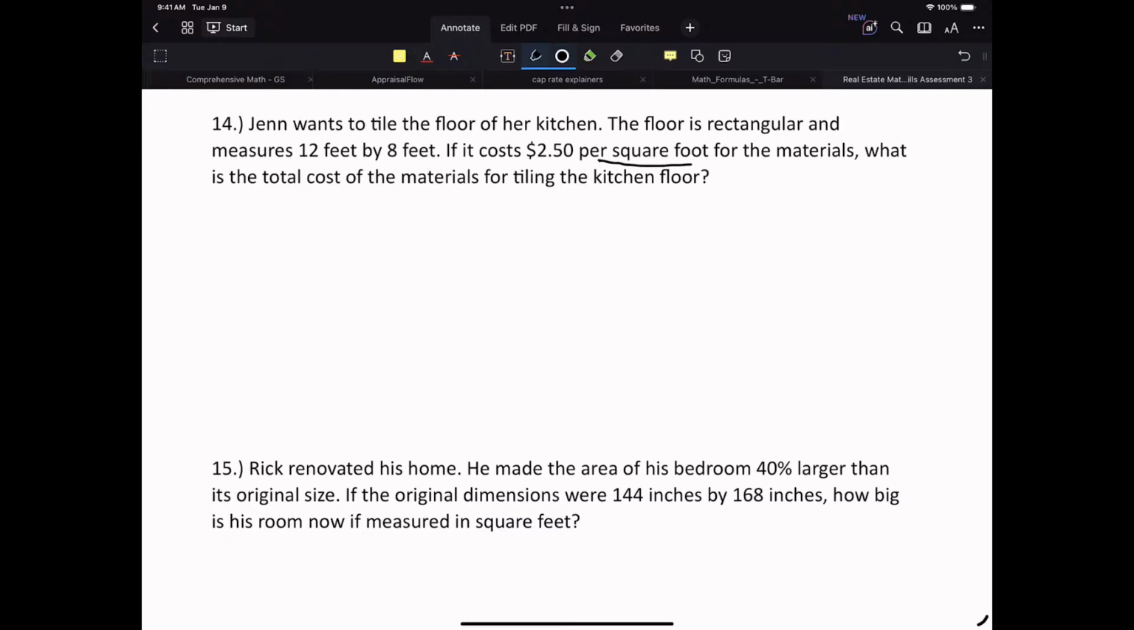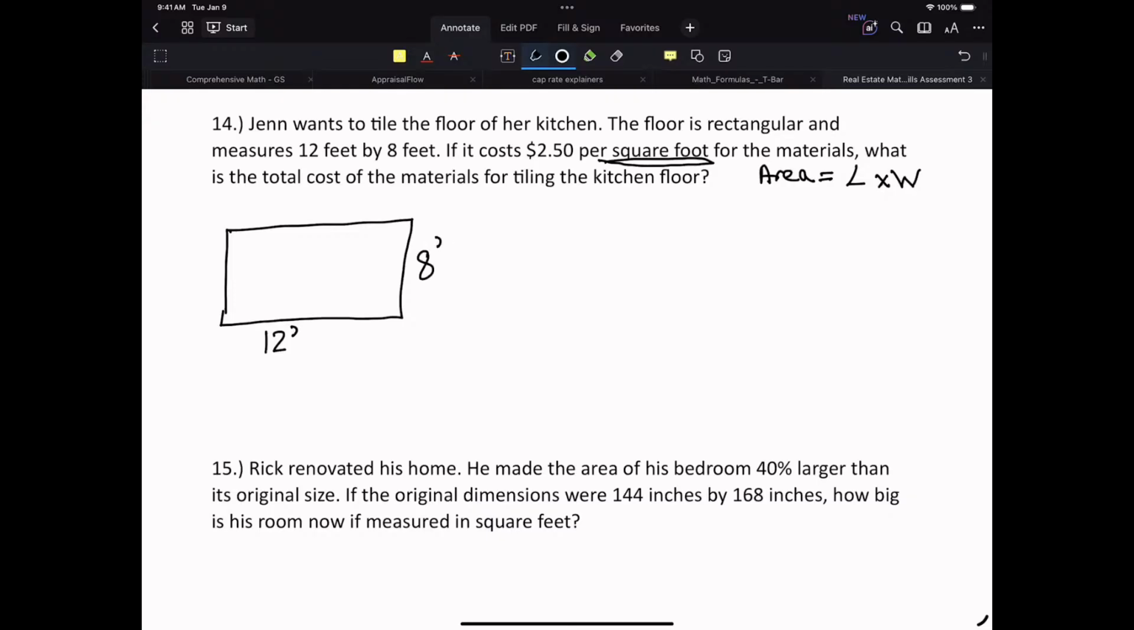It's asking us per square foot. We're looking for the area. It's actually a simple question minus the first sentence. I know, right? I got you. Area is equal to length times width. And they said her kitchen is a perfect rectangle. It is 12 feet by 8 feet.